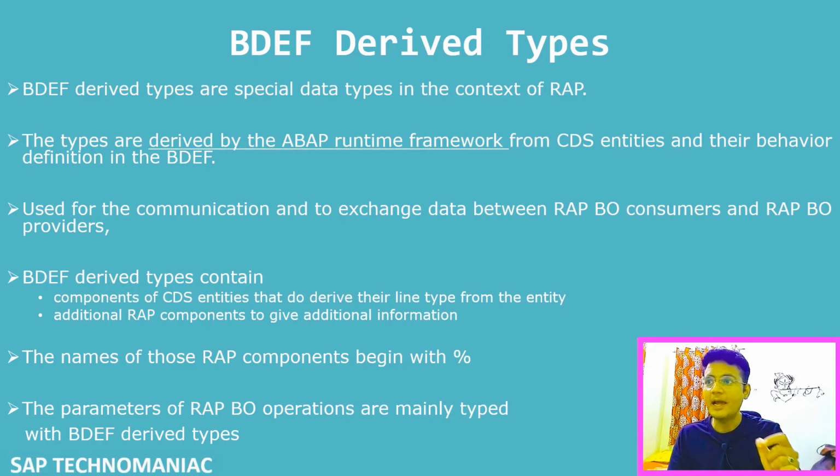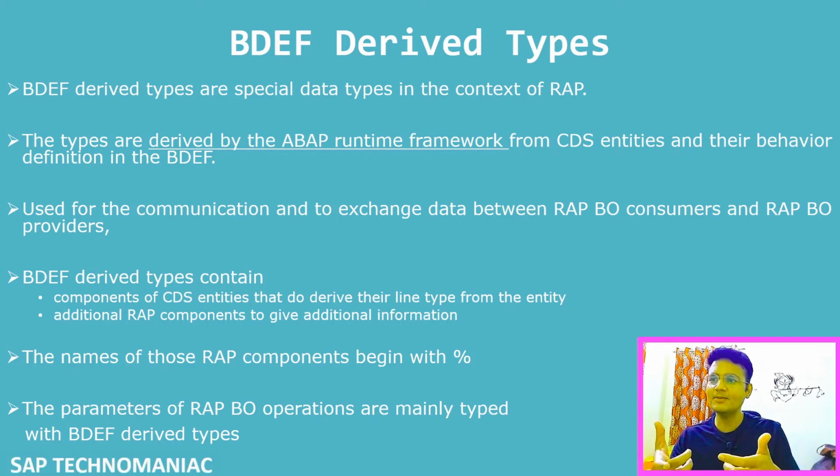The derived types are a special kind of type in ABAP, or we can say in behavior definition language. Like in normal ABAP we have types to declare tables, work areas or classes, so we use different types. In the same way, in RAP we have a different kind of type, that is the derived type.